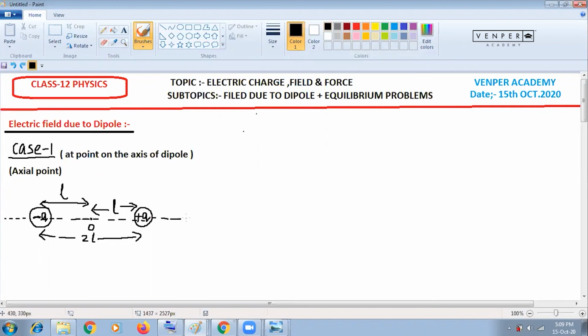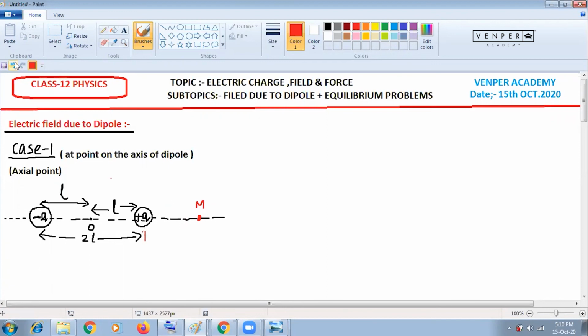This is your axis of the dipole. Now on this axis, I'm taking a point here. Take some point, M. So at point M, I want to find the electric field.